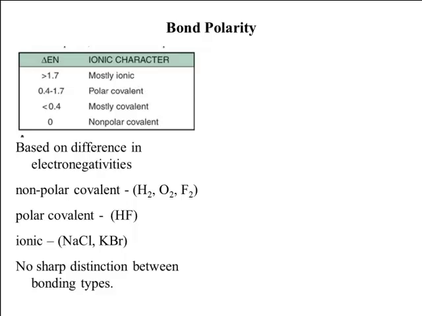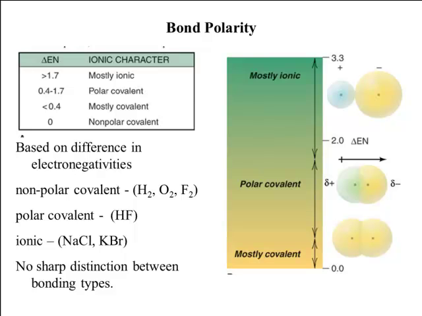Okay, but it's still based around those electronegativities. Even though there's that table up there that shows the delta EN, EN being electronegativities, delta meaning change in, or the difference between, there really isn't going to be a sharp distinction between these bonding types. Okay, we will see overlap of some things. Okay, but mainly, if you have a metal with a nonmetal, we already know that's ionic, which means it's going to have a large difference in electronegativities.